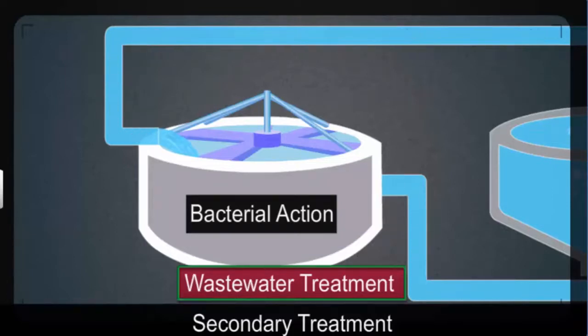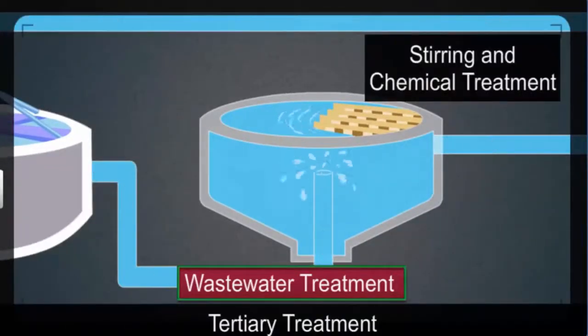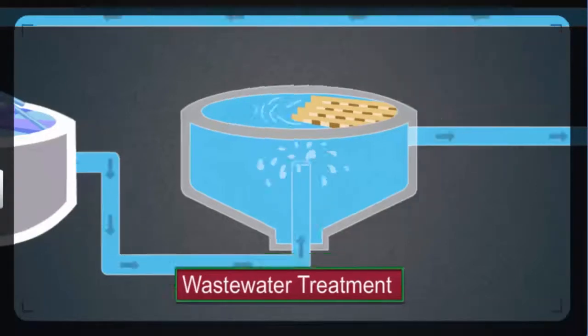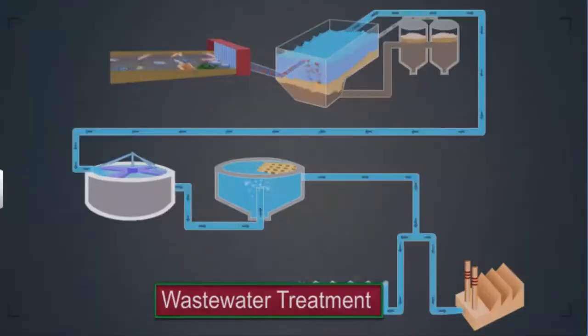These bacteria digest harmful chemicals in water through a biological process. In the tertiary stage of treatment, the wastewater is gently stirred in large tanks with certain chemicals that further neutralize the effect of harmful chemicals still left in the water. After treatment, the wastewater can either be recycled for reuse in the industry or safely discharged in rivers or lakes.